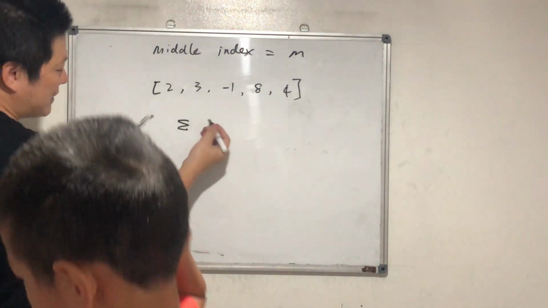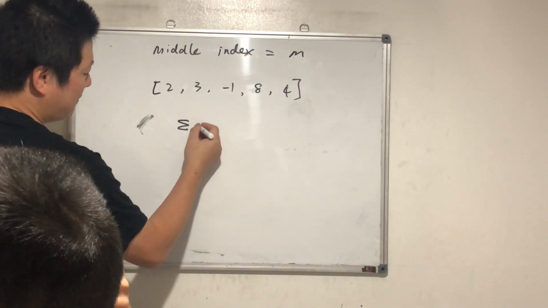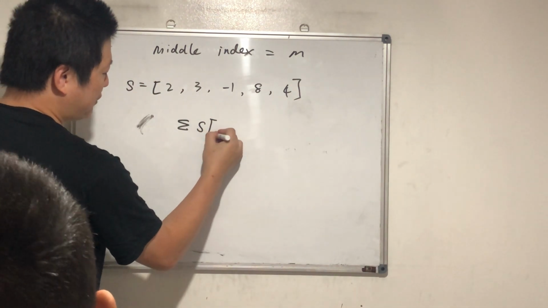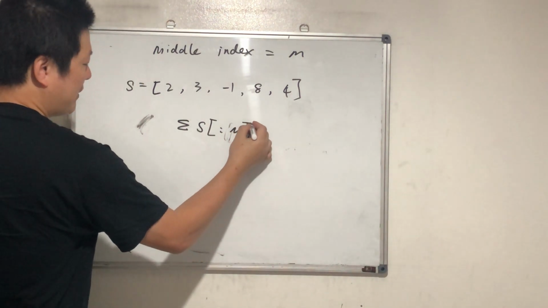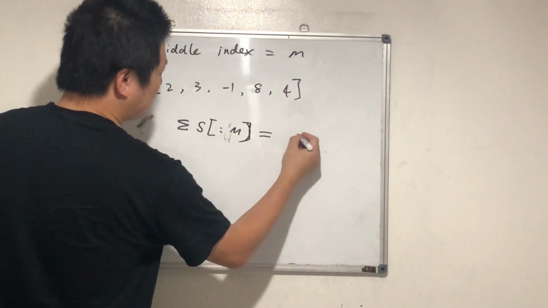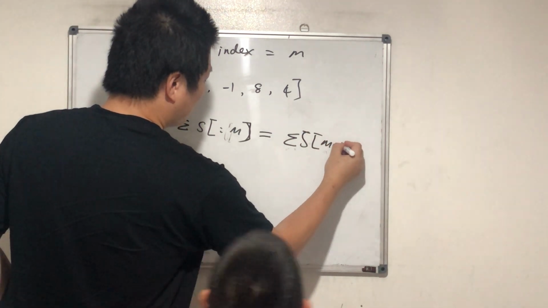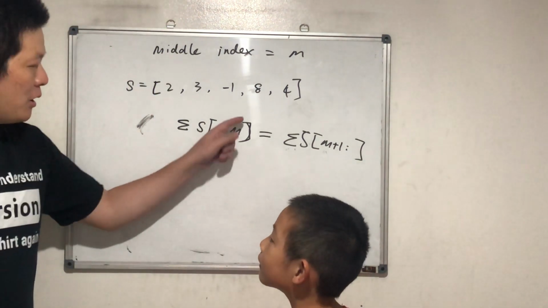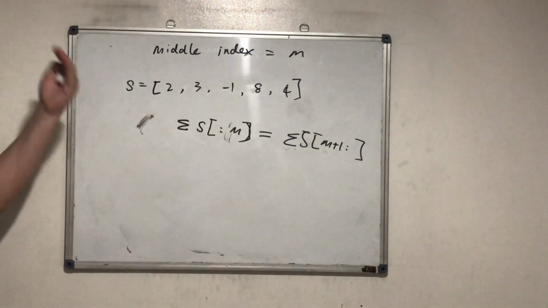M, okay? We sum the array S up to meter index M. Meter index M is equal to the sum of S from M plus 1 to N. So if there are multiple meter indexes, we just pick the leftmost one.